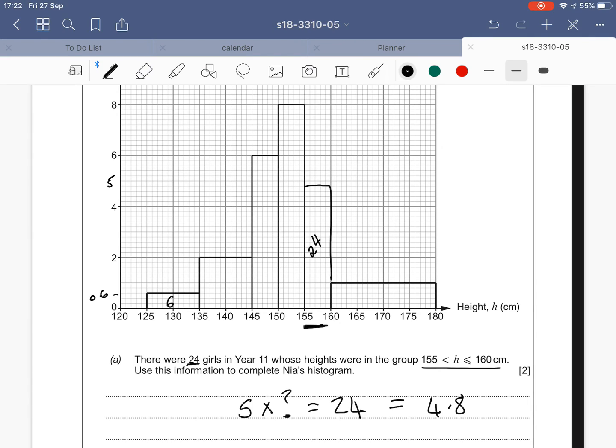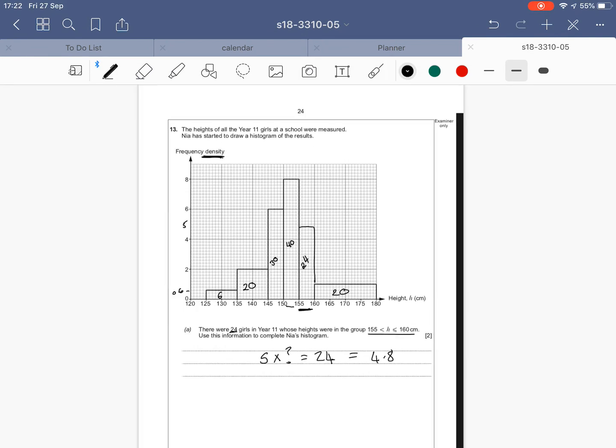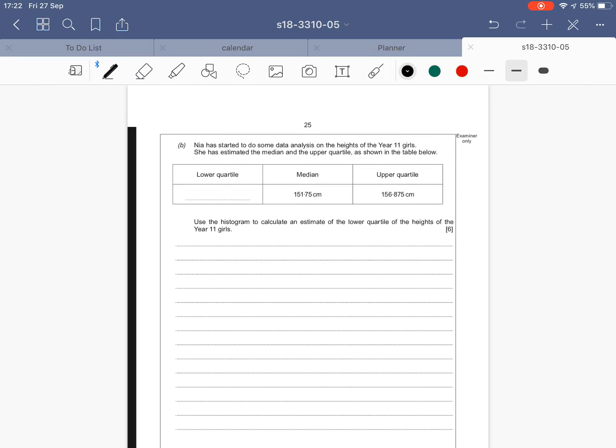This one is going across 10 and up 2, so that is 20. This one is going across 5 and up 6, so that one's 30. This one's going across 5 and up 8, so that is 40. We've done the 24. And this one is going across 10 and up 1, so that is just 20. I've done that just to save myself a little bit of time later on.